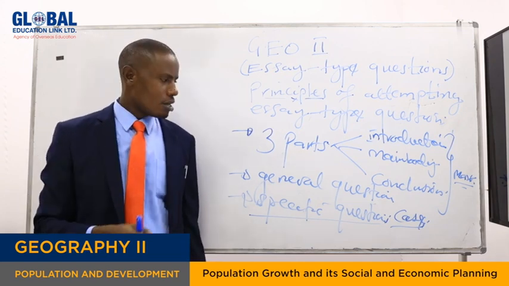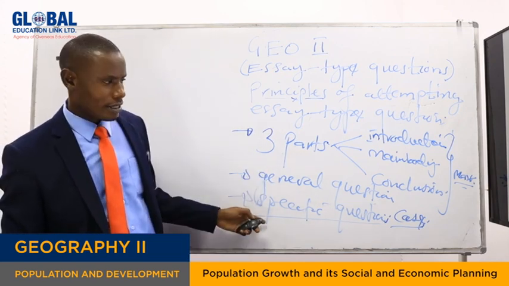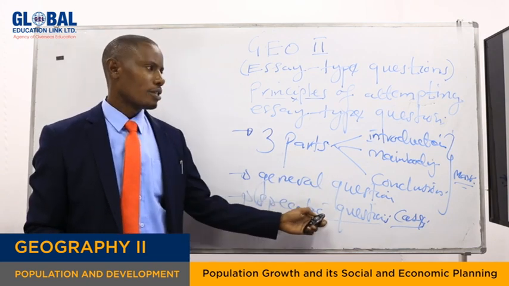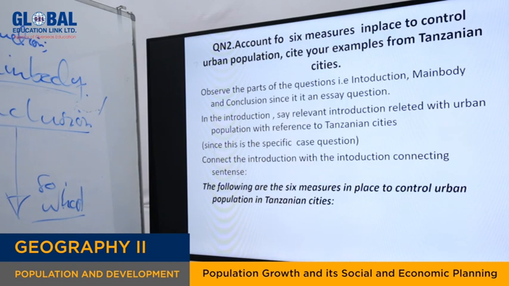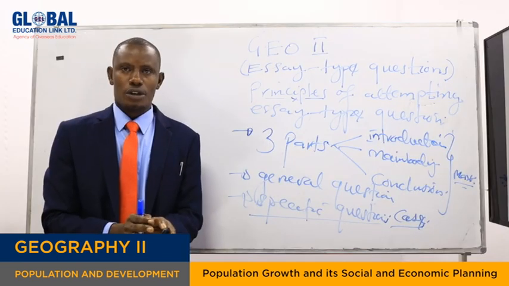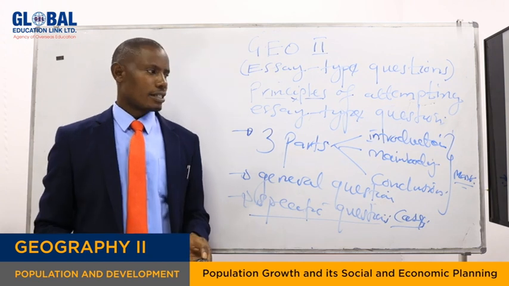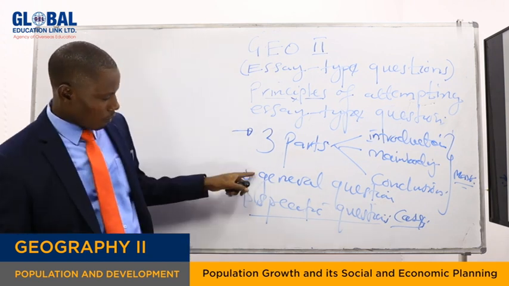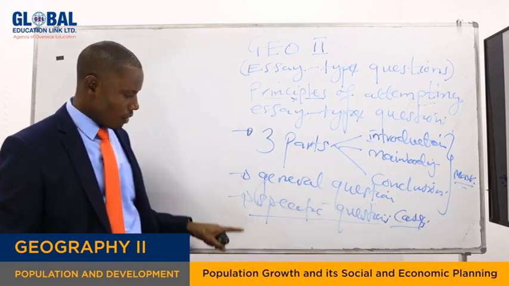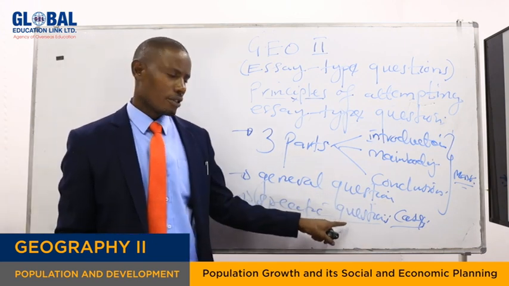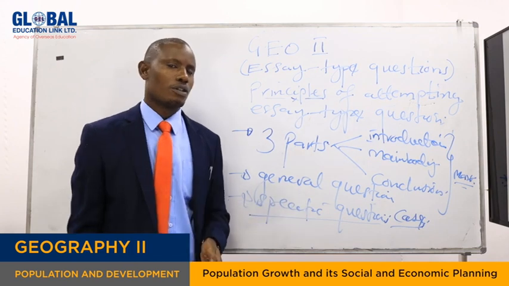But we have a tendency of not specifying whether it is a general question or a specific question. Take the example of question number 2: account for 6 measures in place to control urban populations, then set your examples from Tanzanian cities. Again, you have been limited; your scope is within the Tanzanian context. So we should note that we have general questions, but again, we have specific questions. For the specific questions, target yourself to the specific case.